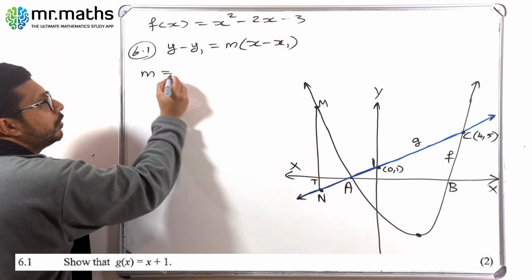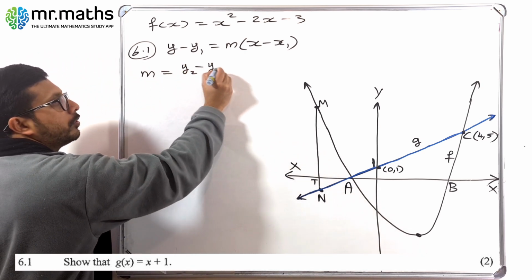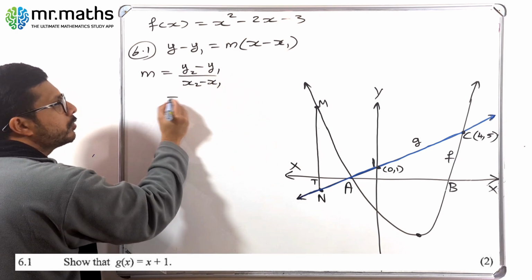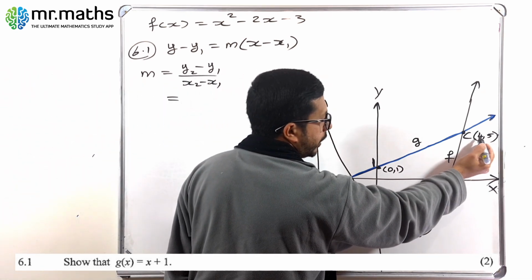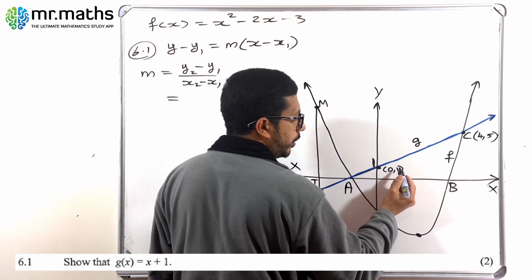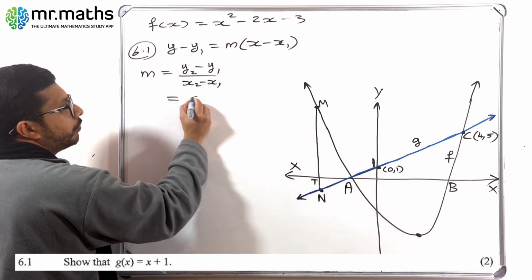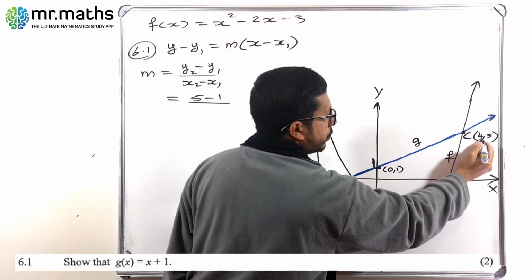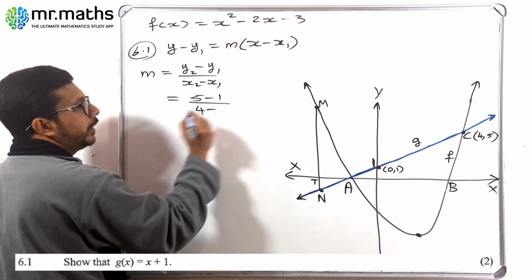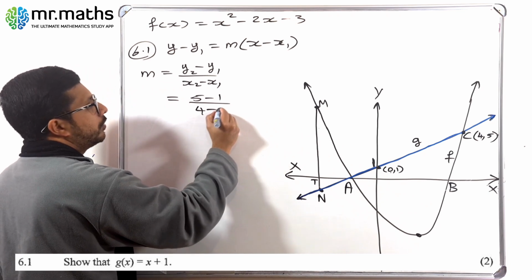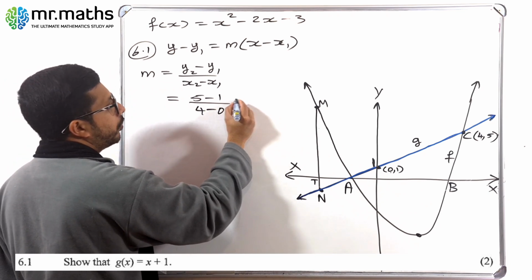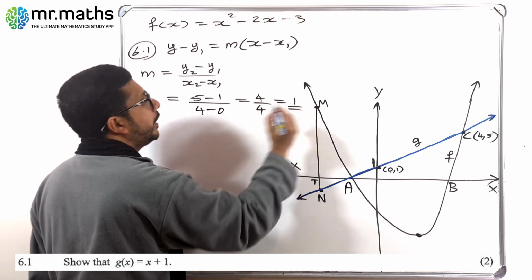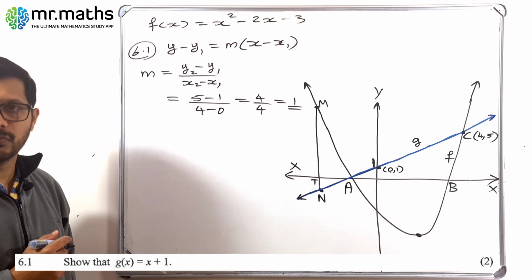Gradient m is equal to y2 minus y1 divided by x2 minus x1. You have to know this formula by heart. Just substitute the values. Let's take this one as x2, y2, and this as x1, y1. So y2 is 5 minus y1 is 1, divided by x2 is 4 minus x1, which is 0. So 5 minus 1 is 4, and 4 minus 0 is 4, so 4 divided by 4. That means the gradient of that line g(x) is 1.